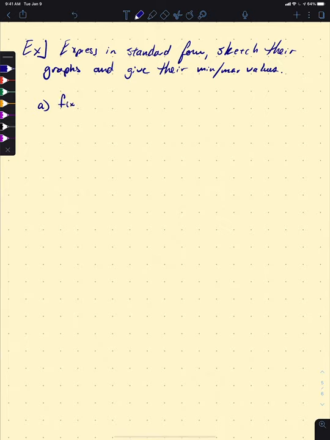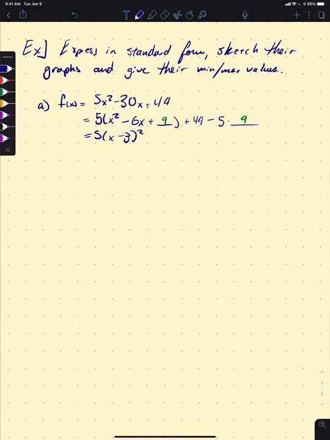Let's say f of x is 5x squared minus 30x plus 49. Okay, so as I've said, we want to factor out this 5. So x squared, 30 over 5 is 6x plus something. That's going to be plus 49 minus 5 times something. That something, it looks to me like, once again, it's going to be 9. So it looks like that would come out to 5 times x minus 3 squared plus 49 minus 45. Looks like it's going to come out to plus 4.